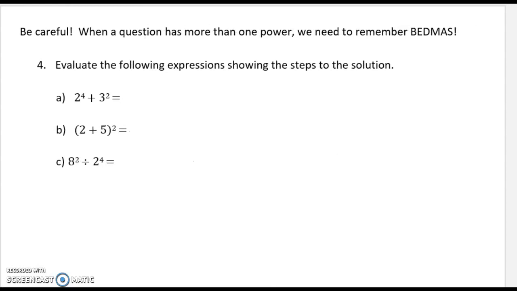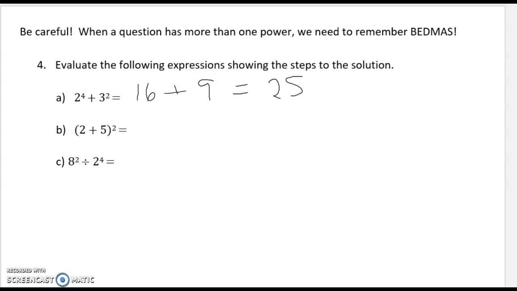Okay, number 5. It says, be careful. When a question has more than one power, we need to remember BEDMAS. So evaluate the following expressions using the steps to the solution. So first things first, we have 2 to the exponent 4 plus 3 to the exponent 2. So 2 to the exponent 4 gives you 16 plus 3 to the exponent 2 gives you 9. And when you add those both up, you end up with 25.